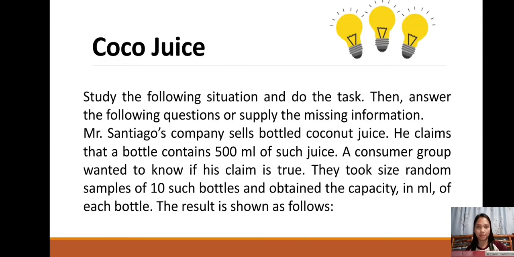the point estimate. So, this is an example, a coconut juice. Mr. Santiago's company sells bottles of coconut juice. He claims that the bottle contains 500 ml of juice. A consumer group wanted to know if his claim is true. They took random samples of size 10 of such bottles and obtained the capacity in ml of each bottle. The result is shown as follows.